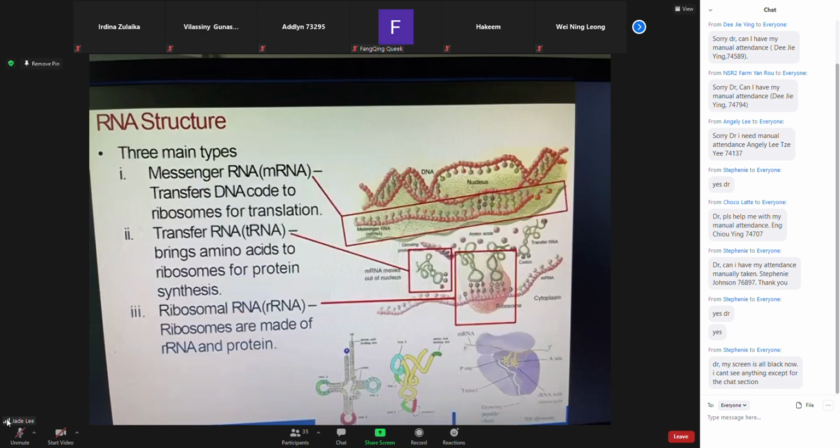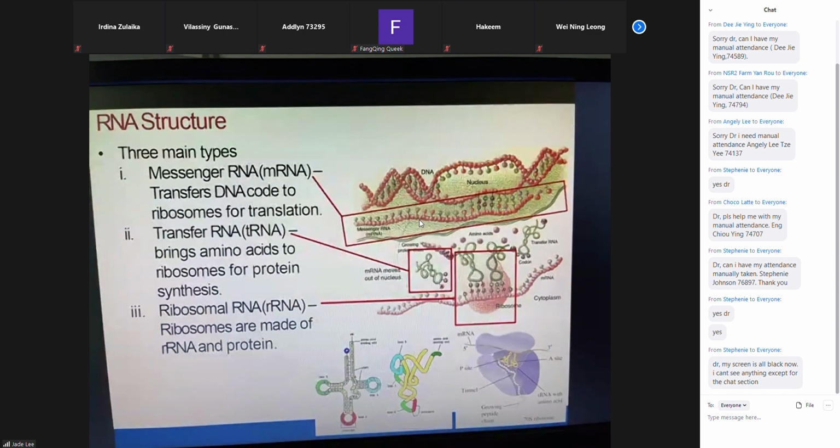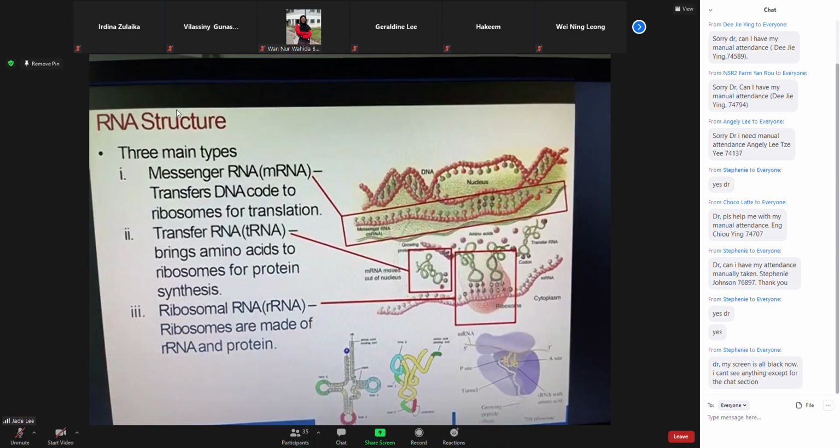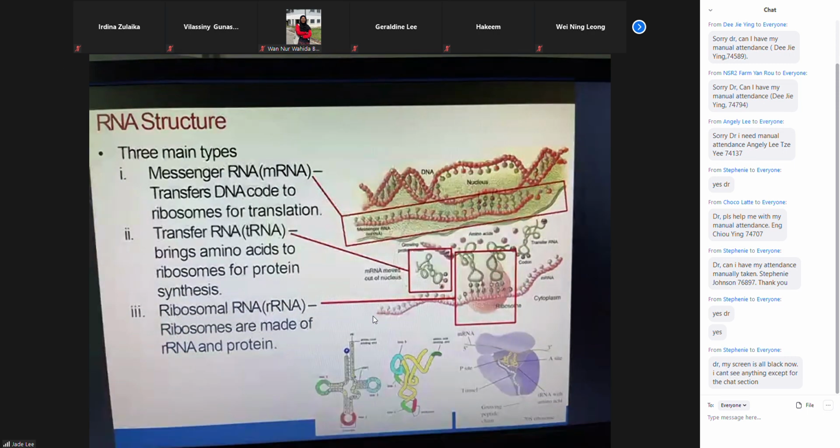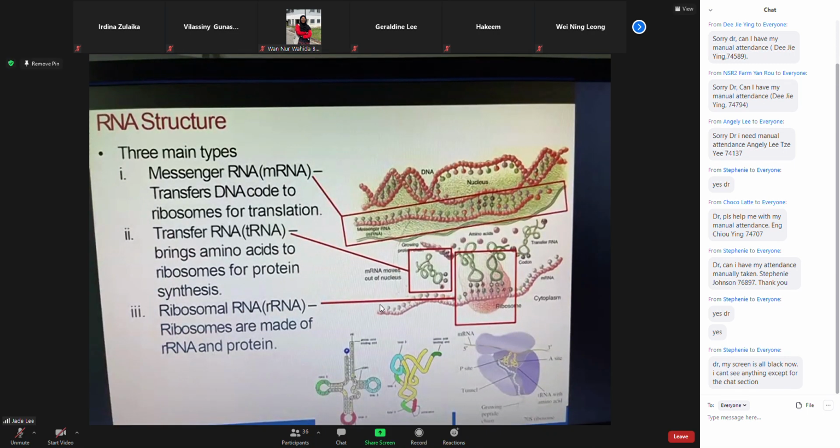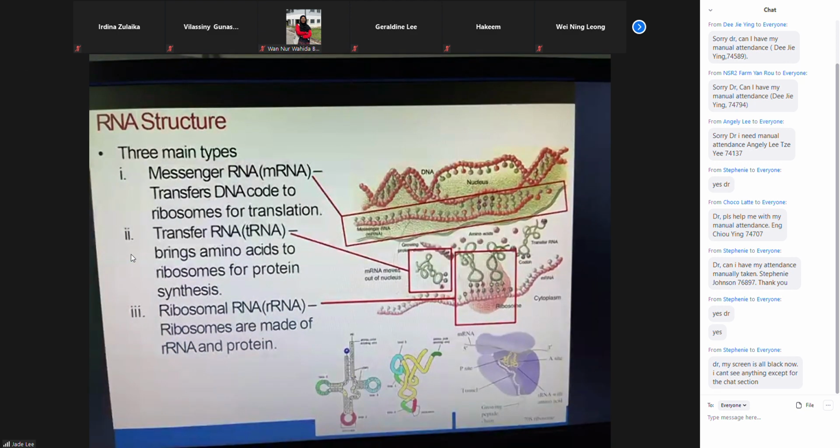So there are 3 main types. First is messenger RNA, the mRNA, which transfers the DNA code to the ribosome for translation. This is what we call the transcript. mRNA is the transcript, it's a sense strand. The sense strand is the one that makes the protein, or the one that will be translated into protein. Then we have transfer RNA, the tRNA, that brings the amino acid to the ribosome for protein synthesis.